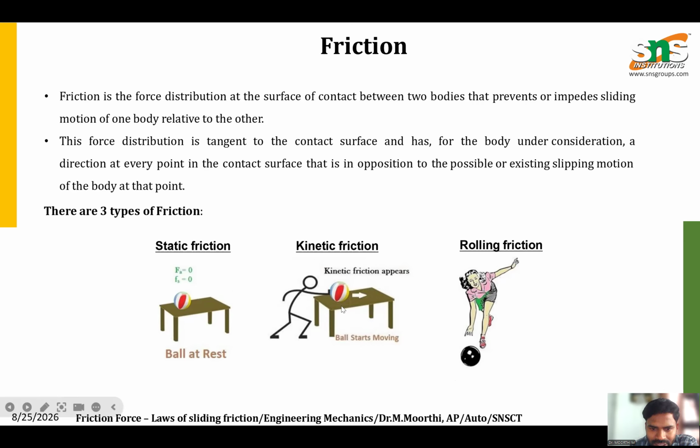It is shown in the figure. Here we have a ball placed on a horizontal table, and a man applies force on the ball, and the ball moves in the direction where the force is applied. The third one is rolling friction. Rolling friction develops when an object rolls over another surface. So here we have discussed the different types of friction: static, kinetic, and rolling friction. Thank you.